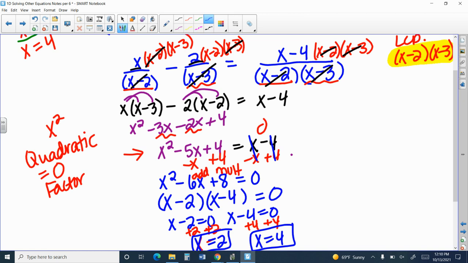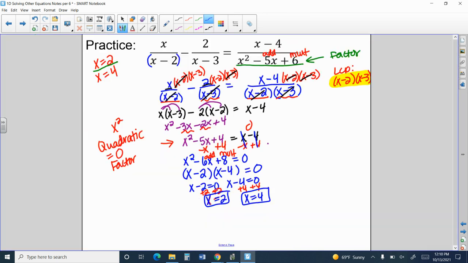Okay. So the algebra on that looked really good. Like I said, if you got those two answers, you did all your algebra correctly. Here's the one part that we have to remember to do, and I don't think anyone remembered. We always want to check for extraneous solutions.